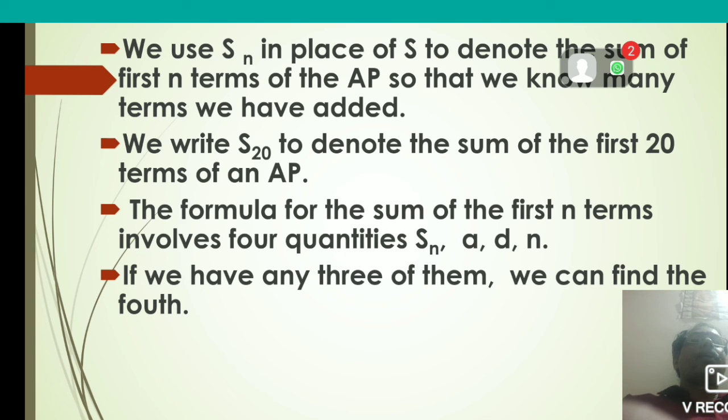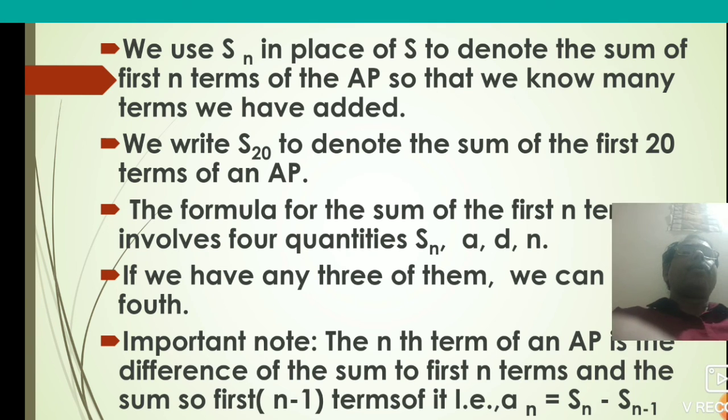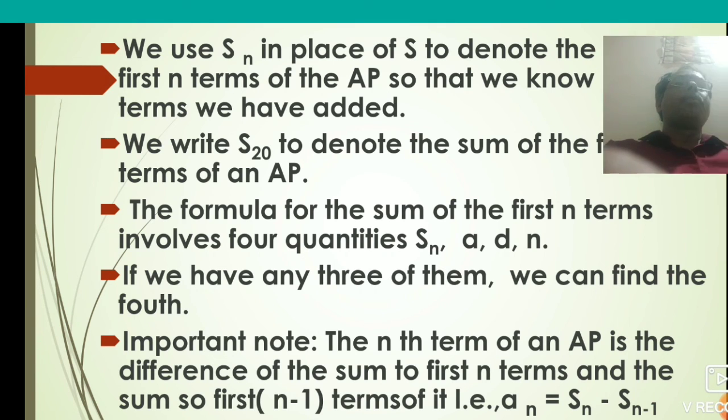Now, an important note. The nth term of an AP is the difference of the sum of first n terms and the sum of first n minus 1 terms of it. That is, an is equal to Sn minus Sn minus 1. We will discuss this formula once again while solving problems, just recall it. If you want the nth term of an AP from the given Sn and Sn minus 1, just subtract those two and you will get the nth term.